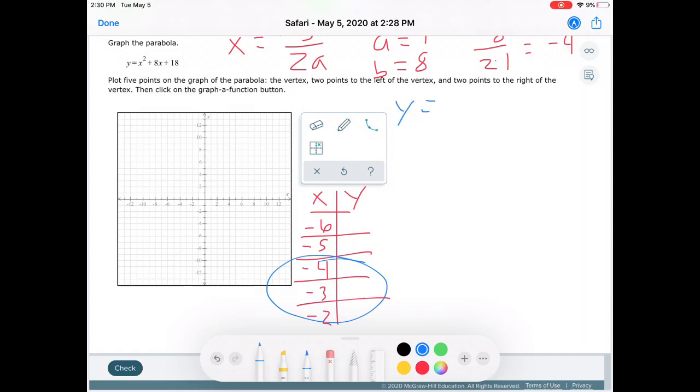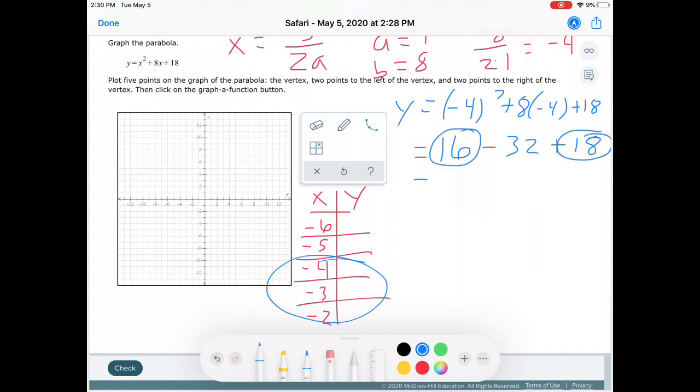So we've got y equals -4 squared plus 8 times -4 plus 18. And going through the order of operations, negative 4 squared is 16. And then we have minus 32 plus 18. Here's a little trick. Both of these are positive, so some people like to go ahead and add those together first. So that's 34. And then we subtract that 32 because it's kind of the negative number. So we end up with 2. So our vertex is at negative 4, 2.